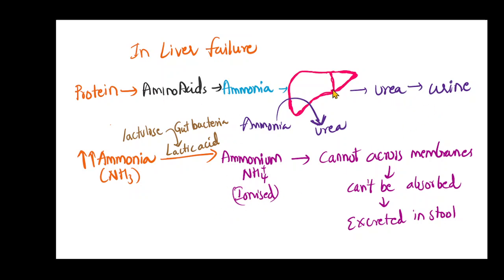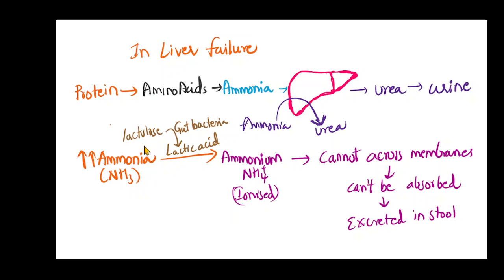For example, let's think that your liver is not working. What exactly is the liver's function? It should convert ammonia into urea. When there is a liver failure, ammonia cannot be converted into urea. It leads to toxicity. So how can we treat this? By giving lactulose.